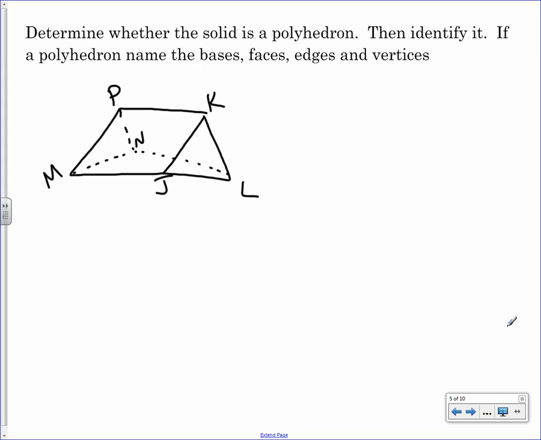Determine whether the solid is a polyhedron, yes or no. Then identify it, give it a name. If it is a polyhedron, is what they're saying, name the bases, faces, edges, and vertices. Label everything is kind of what they're asking for. Okay. So first of all, is this a polyhedron? Yes. What is this?